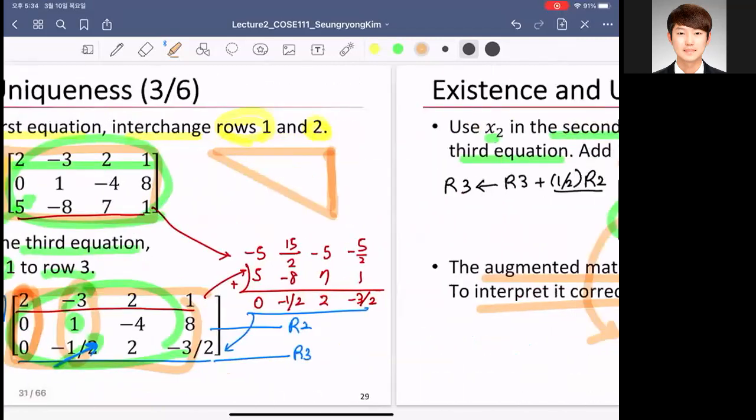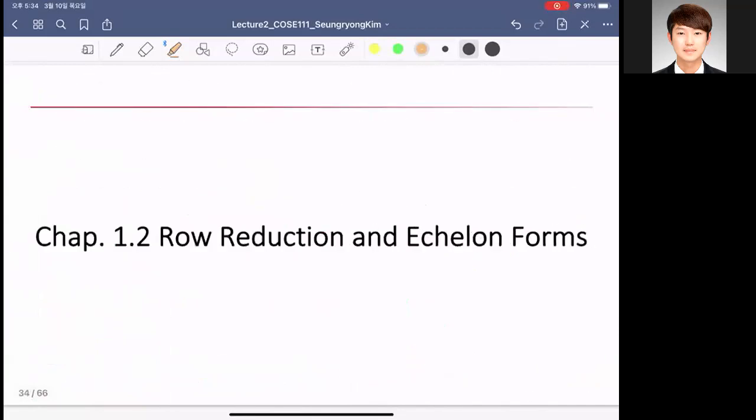Okay, so that's it. So it was chapter 1.1. Now let's move to chapter 1.2, Row reduction and echelon form. We already talked about row reduction and echelon form, but in this chapter we will systematically define row operation, row reduction, and echelon form. Okay.